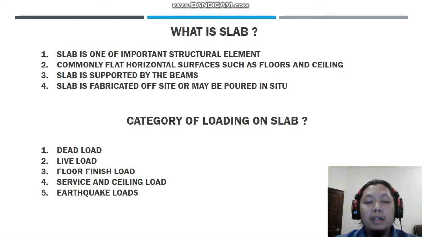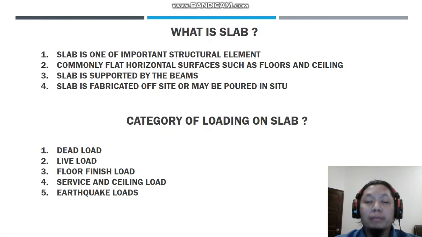There are many categories of loading on a slab. As for this example, number one is the dead load, then we have the live load, then the floor finish load. Number four we have service and ceiling load, and the last one is the earthquake load.